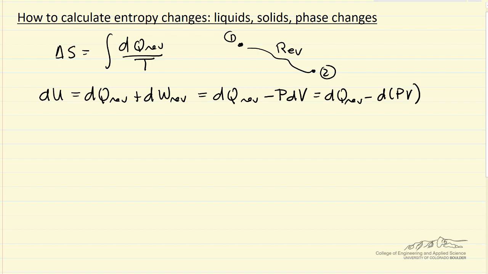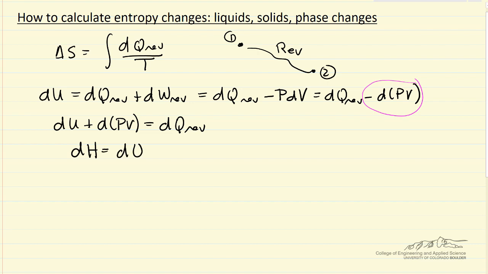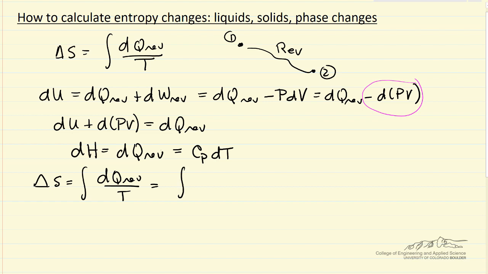Now, what I'm going to do is take this term and bring it to the other side of the equation, and we'll see that we have on the left dU plus d(PV), and U plus PV is H, so this is dH is dq reversible. dH for a liquid or solid is heat capacity, Cp, times dT. So that means if we now want to calculate the entropy change, and again, let's rewrite our definition, dq reversible is Cp dT over T.